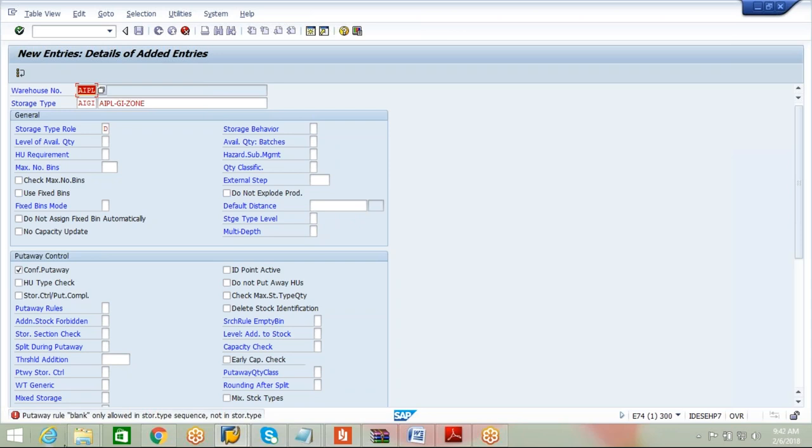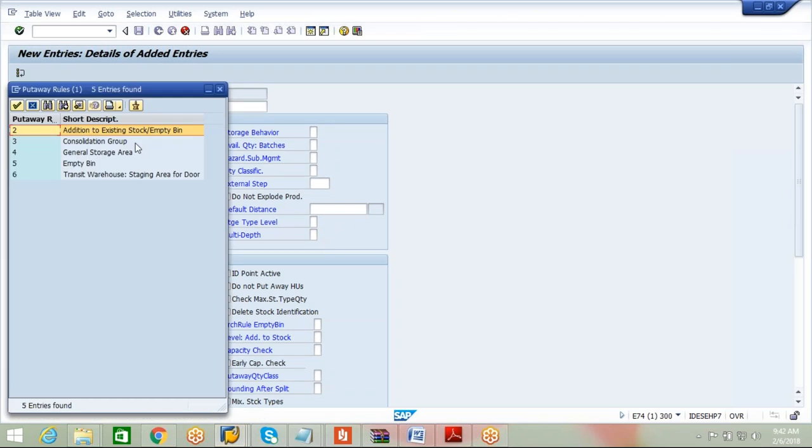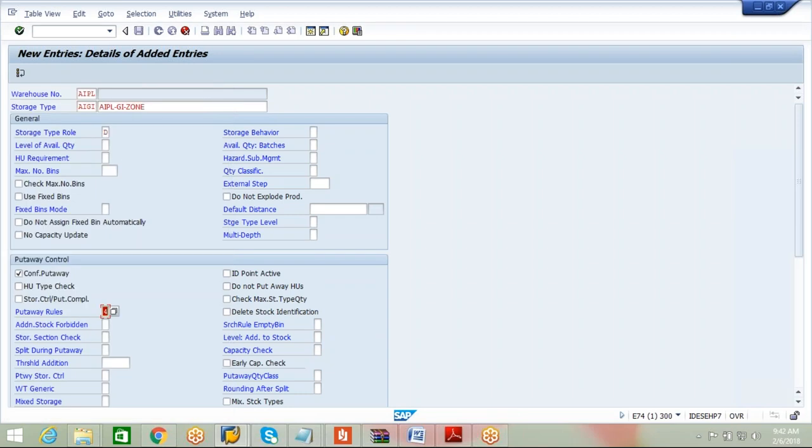What this means is, put away rule blank is only allowed in the storage type search sequence, not in the storage type. It means put away rule is mandatory against the storage type. Put away rules, four or five are there: addition to existing stock, consolidation group, general storage area, empty bin. I am using general storage area. Put away rule is mandatory for creation of a storage type. Please make a note of this.